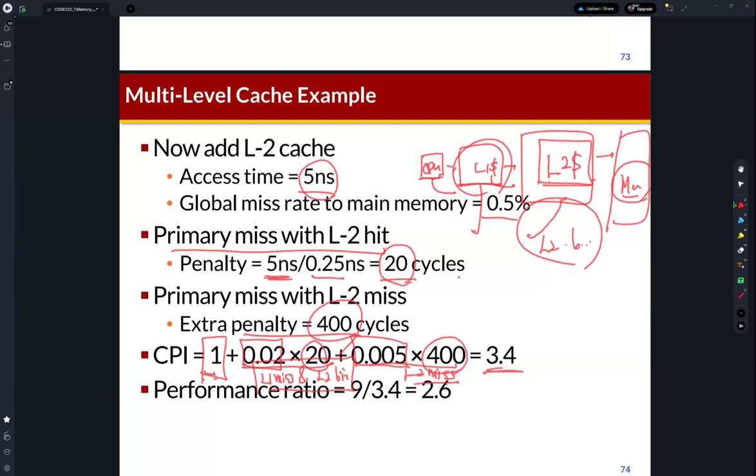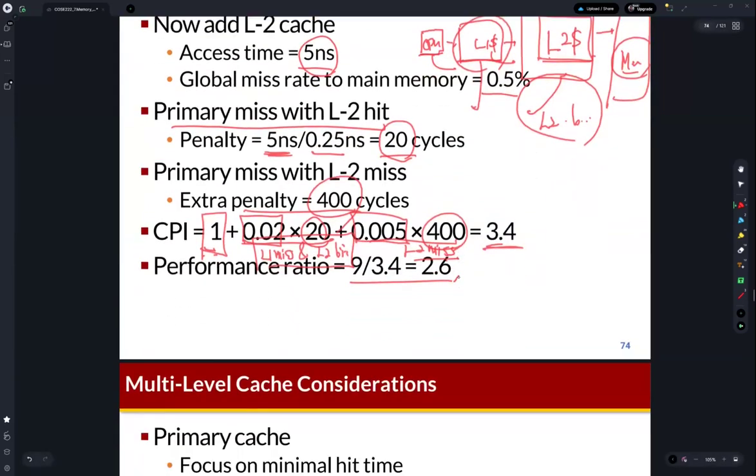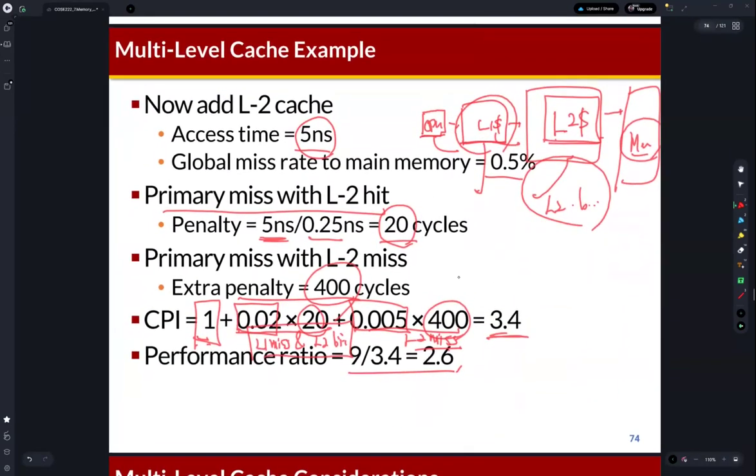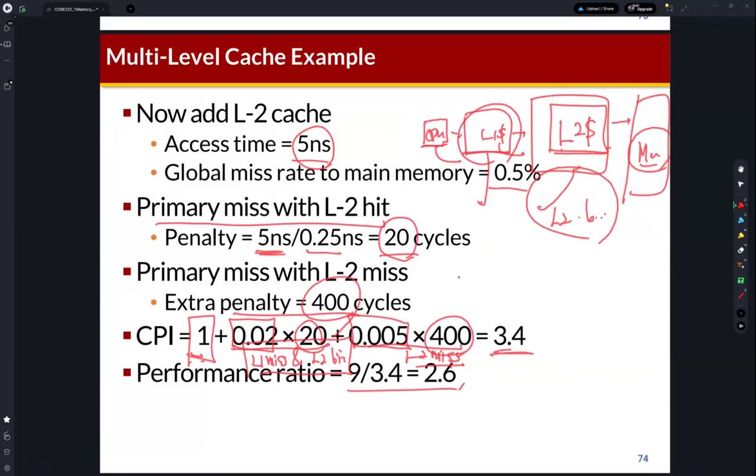Then how much is the performance improved? We can just compare the CPI in this case. So using the multi-level cache, we can improve the performance, right? Then you may think that, instead of an L2 cache, we can increase the size of the L1 cache. Then what's the problem? The problem is access latency.